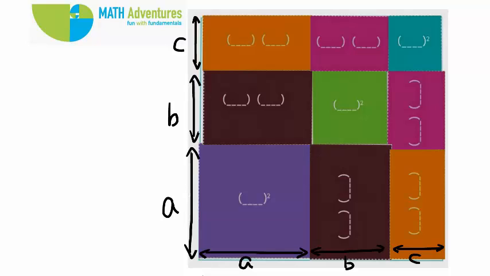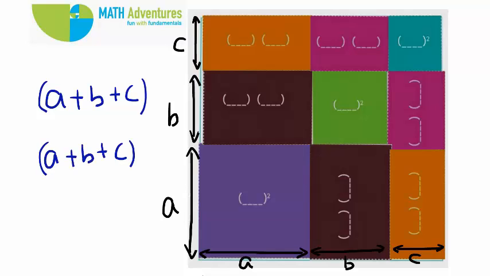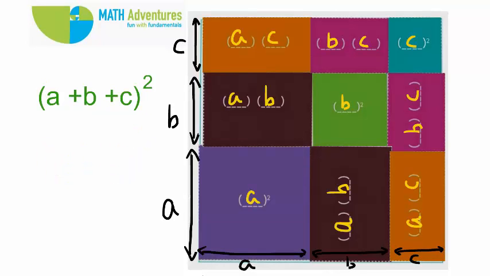Can you identify the length of your white square? Is it not A plus B plus C? What is its area? Is it not A plus B plus C the whole square? Now, note the area of the individual squares and rectangles in your model. Is A plus B plus C the whole square the sum of the individual squares and rectangles in your model?